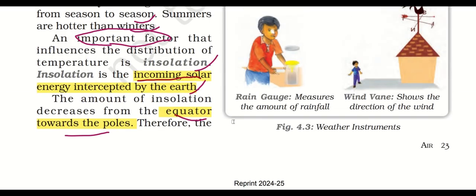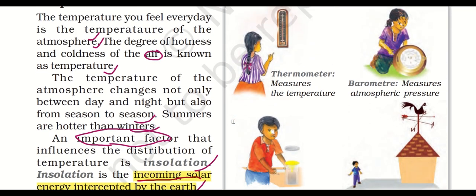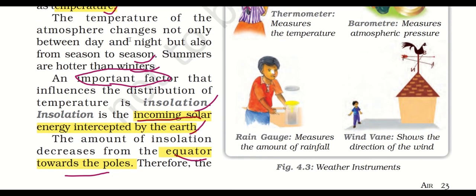Let's see again. The temperature you feel every day is the temperature of the atmosphere. The degree of hotness and coldness of air is known as temperature. The temperature of the atmosphere changes not only between day and night, but also from season to season. An important factor that influences the distribution of temperature is insolation, meaning incoming solar radiation that is intercepted by the earth.